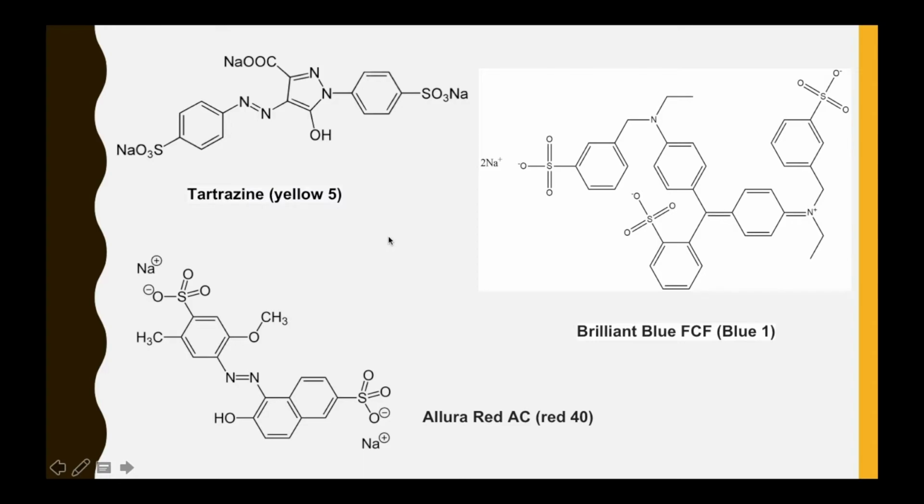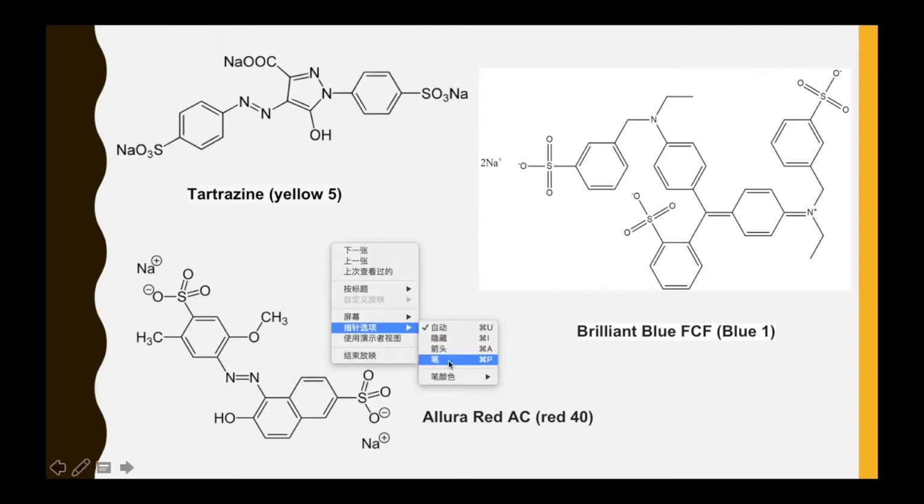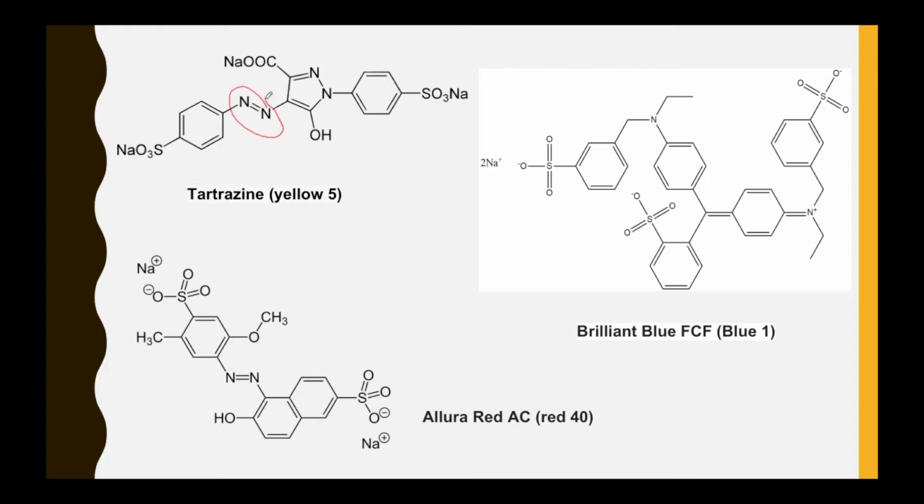Tartrazine is a synthetic lemon yellow dye which consists of the azo group. It is a commonly used color all over the world, mainly for yellow, and can also be used with this brilliant blue FCF or green S to produce a variety of green shades.